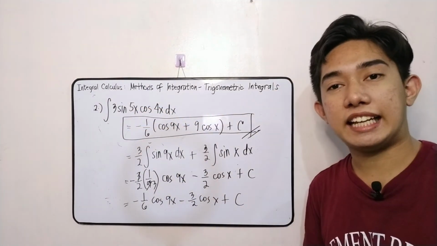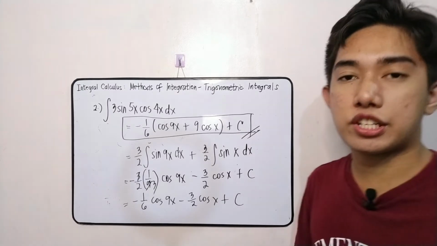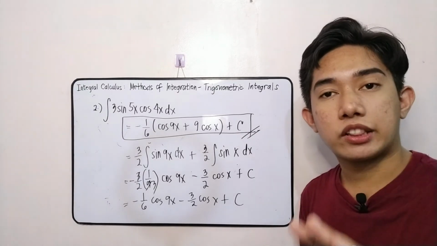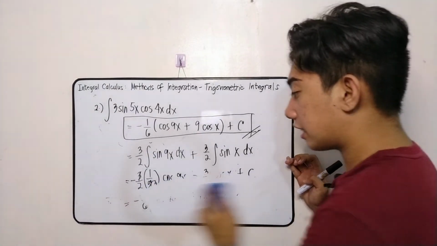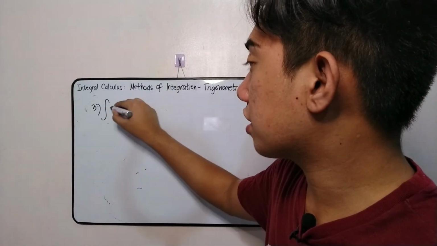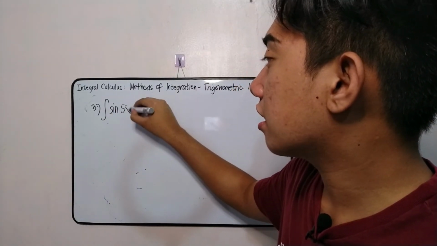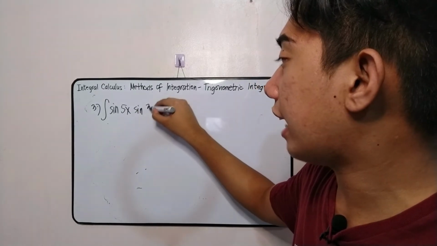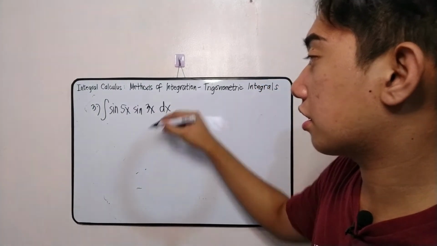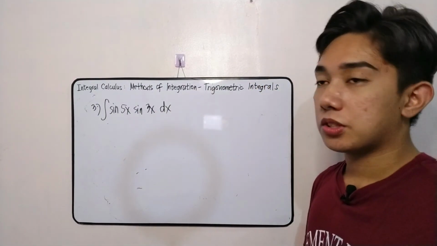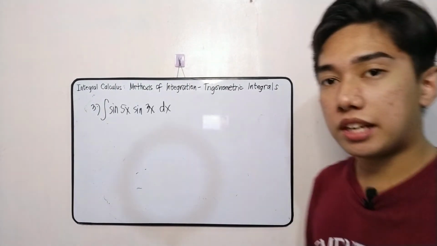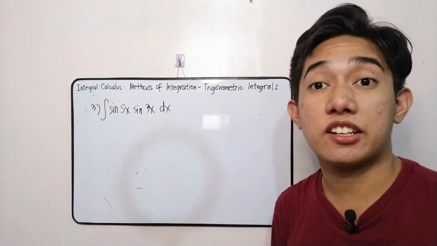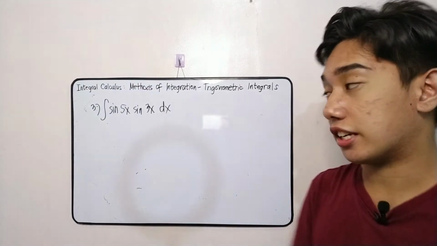So, ganyan siya kadali, guys. We just need to familiarize the formulas, find the pattern, and then that's it. Okay? So, for your last example, the integration of sine 5x sine 3x dx. Okay? So, anong gagawin natin dito? We already know that when we encounter sine, expect that there is a cosine yung ating answers.